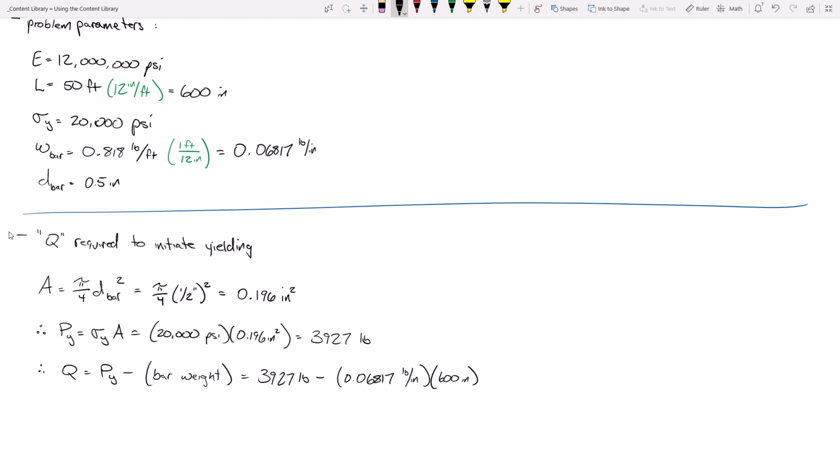So what are we getting here for this value? What are we getting for Q? We'll say to the nearest pound. 3886. Do I have a second on that? There we go. That's the answer. So we're not getting too much of an impact from the self-weight, but again, the longer that bar is, the more impact we're getting.